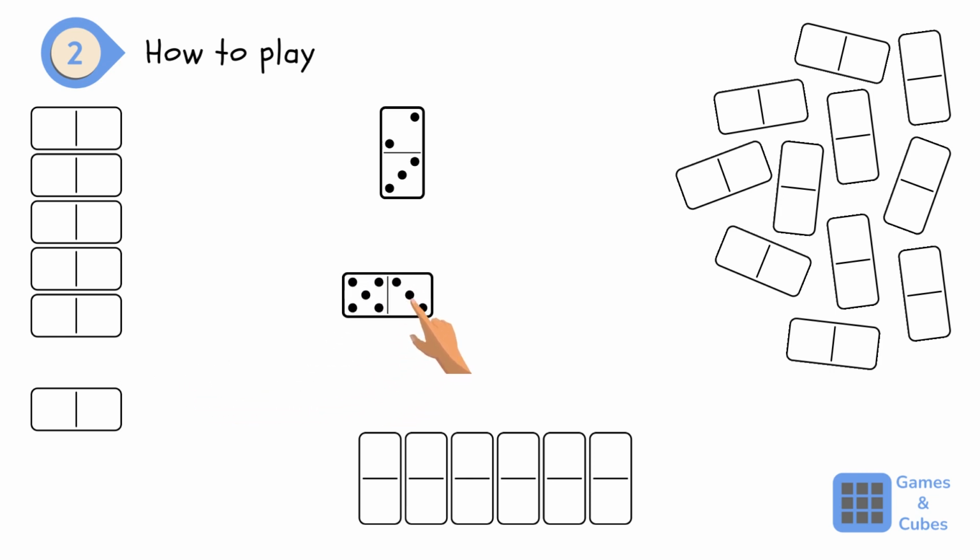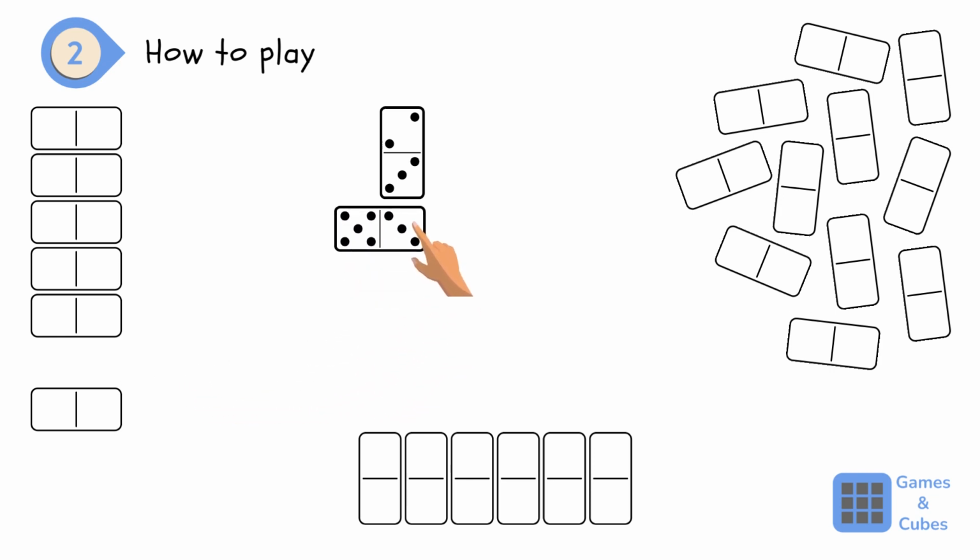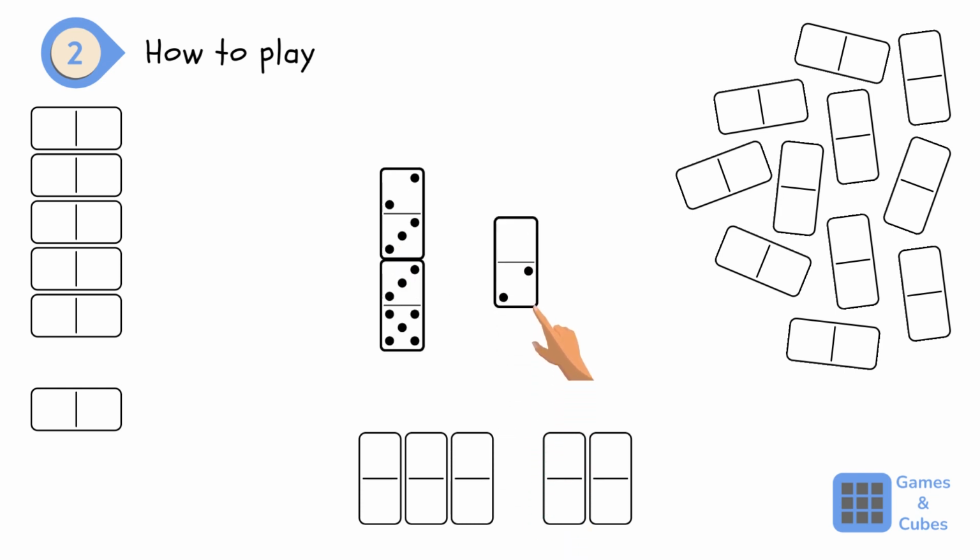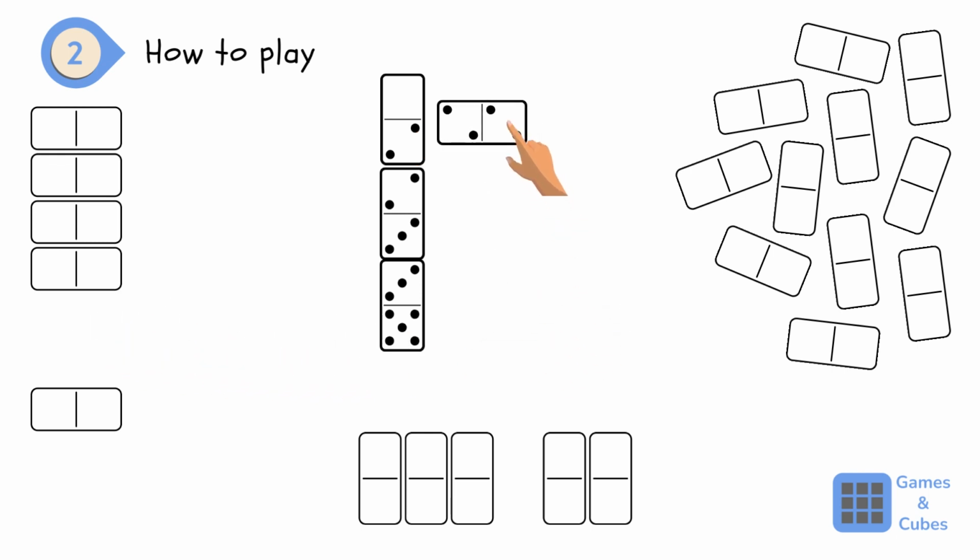The next player can connect the stone to the one on the table. You can connect your stone on every side of the domino stake. Doubles can be connected different from normal stones. You can attach them halfway. Blank or zero stones only connect to other blanks.